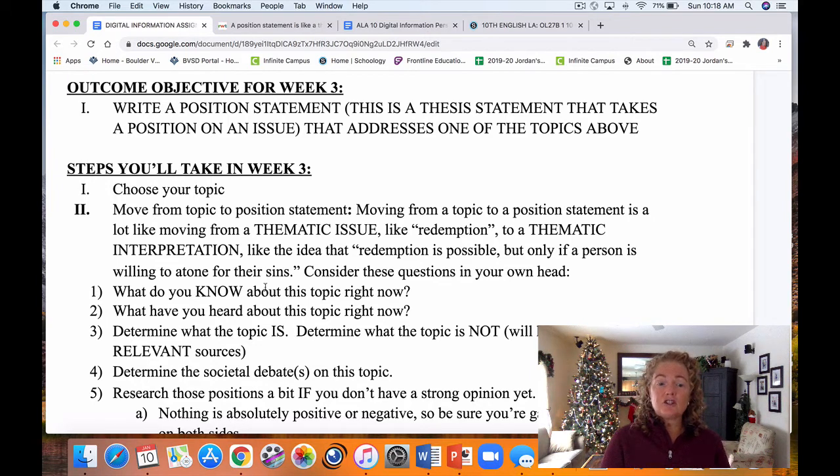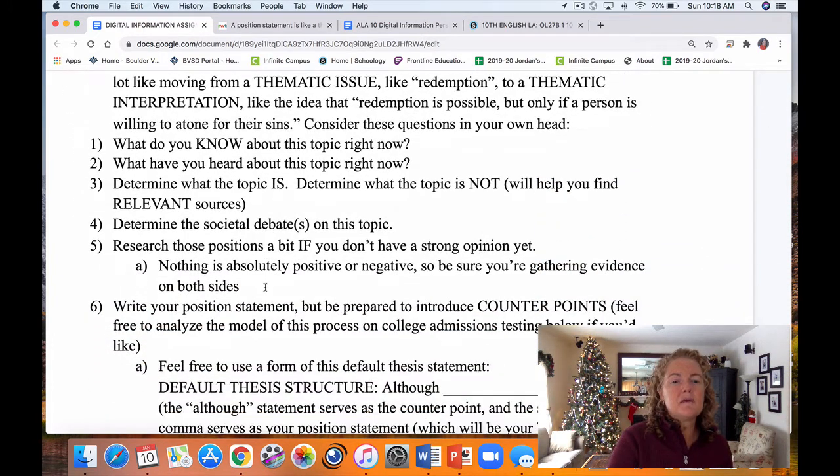Then you're going to determine the social debate, like what's the conversation societally regarding this issue. Then you're going to research just a bit if you still don't have a strong opinion, because remember, there's nothing that's absolutely positive or negative in the world. So you're just trying to gather evidence on both sides to try and figure out where you stand. Then, once you have figured out where you stand, you have to write your position statement.